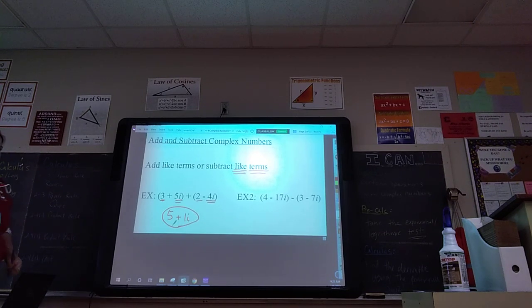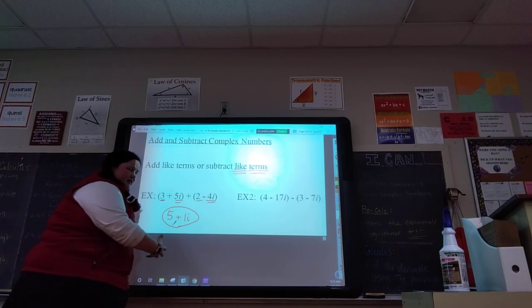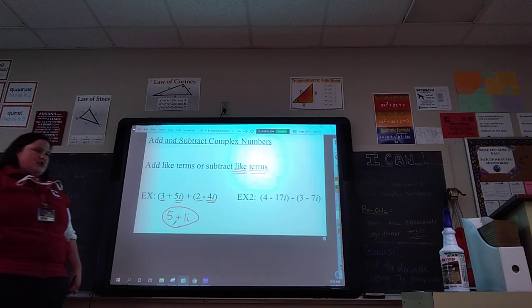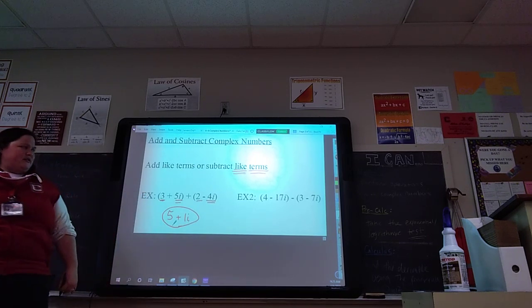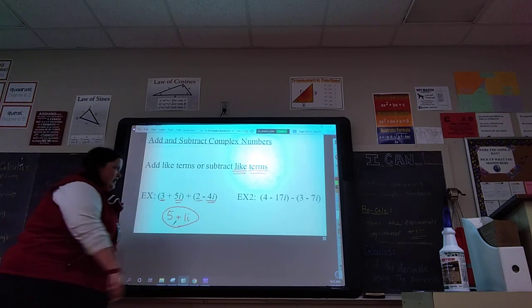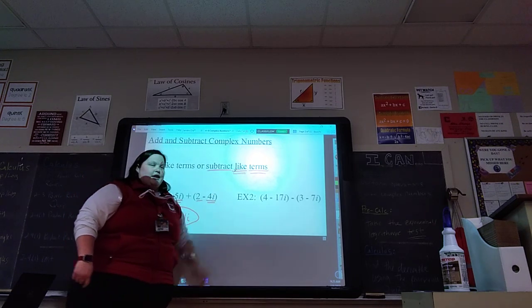Alright, so the second one, again, it's set up very, very similar. All these problems are going to look pretty similar because you're going to see parentheses to show grouping. You just have to look in between to see what it's asking us to do. So what do we need to do with these two complex numbers? Subtract. Okay, and just like before, with adding, with subtracting, it's only like terms.